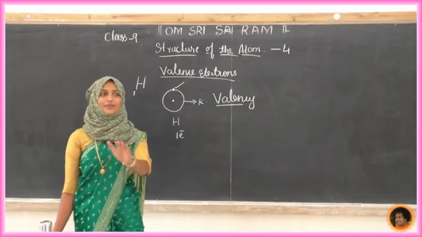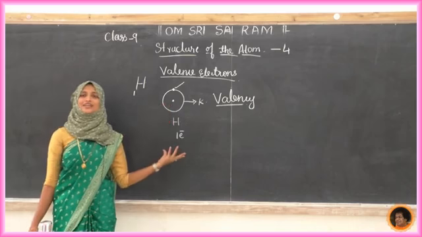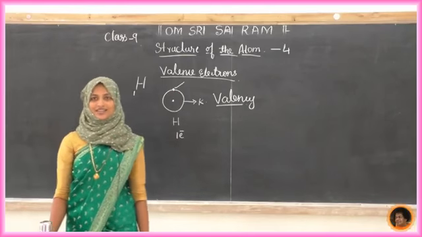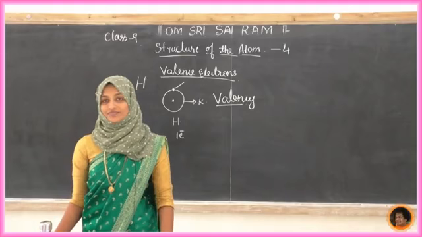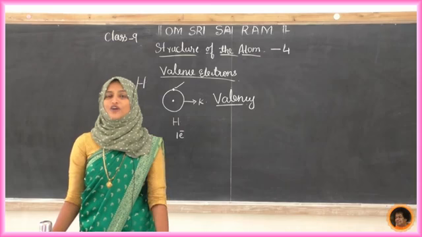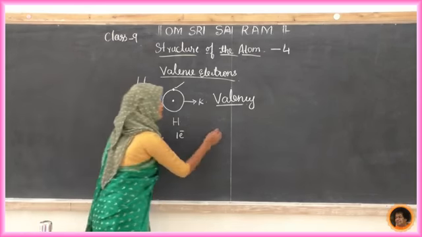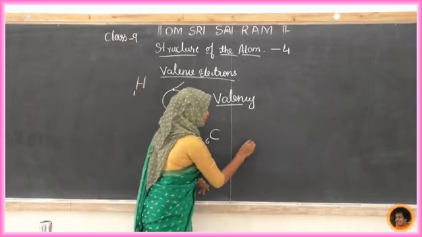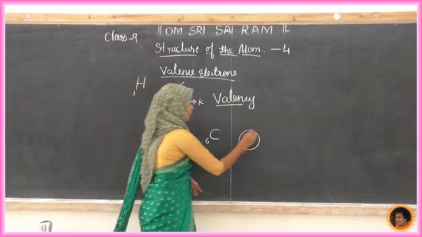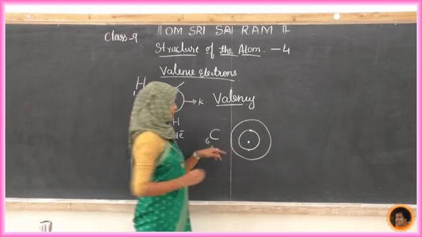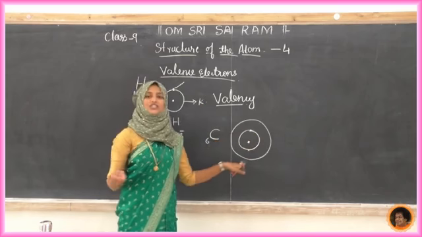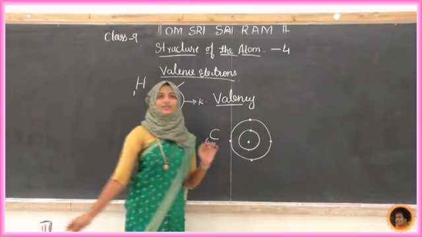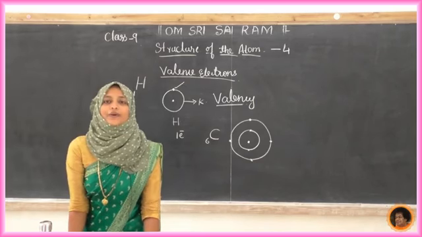Now tell me, what is the combining capacity of a hydrogen atom? Only one electron is there, so the valency of hydrogen is 1. Can you find the valency of carbon? The atomic number of carbon is 6. Just draw the atomic structure of carbon. In the K shell, how many electrons? 2 electrons. In the next shell, how many? Out of 6, we have given 2 to the K shell, so 4 remain. 1, 2, 3, 4.